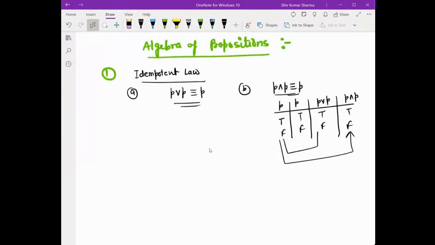Understand? Or you noted? Ankita, Ankush. Okay. Now the second law, the involution law.